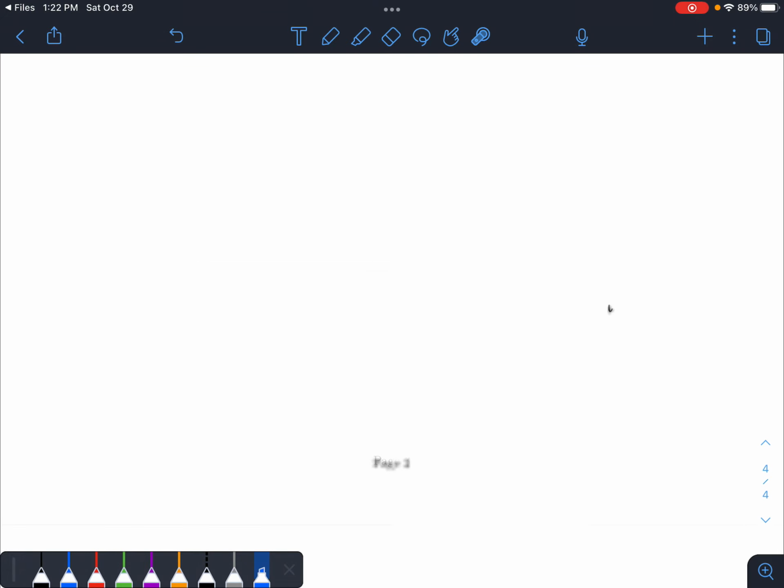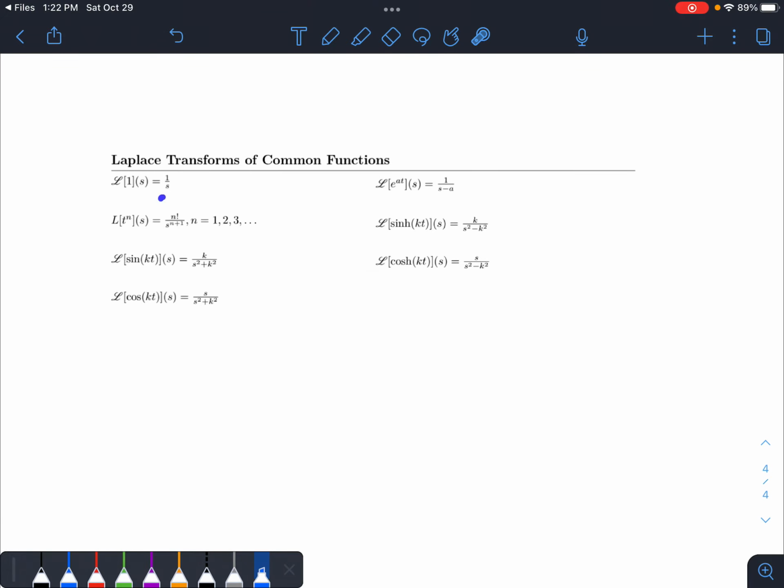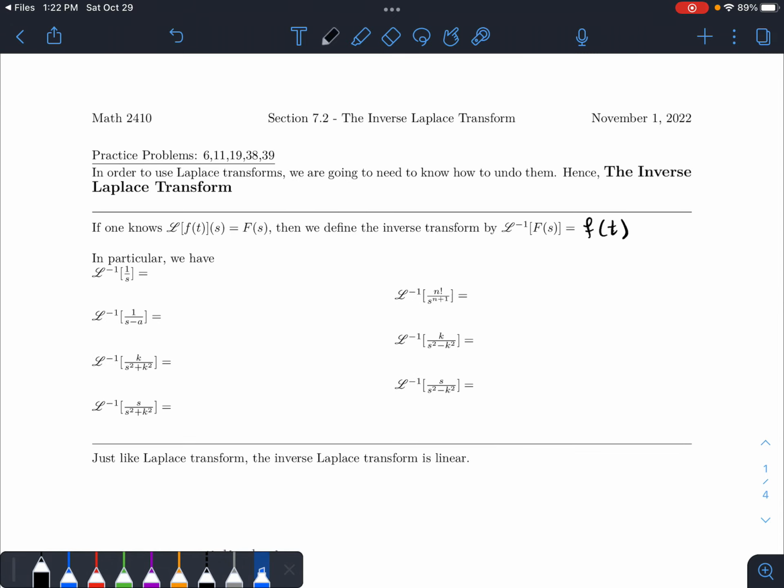all of these things are just the Laplace transforms of those common functions in this table over here. And so the inverse Laplace transform of 1 over s is just equal to 1. The inverse Laplace transform of n factorial over s to the n plus 1 is equal to t to the n, and so on. So we can more or less just copy that table over. So 1 over s minus a is equal to e to the at, because the Laplace transform of e to the at is equal to 1 over s minus a.